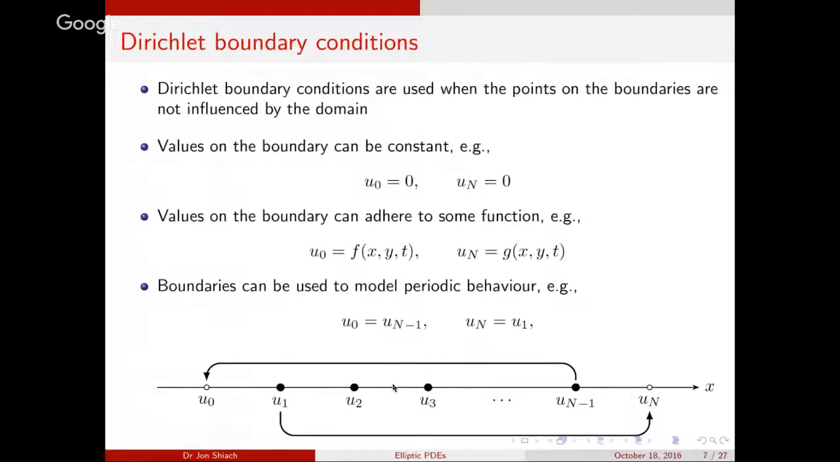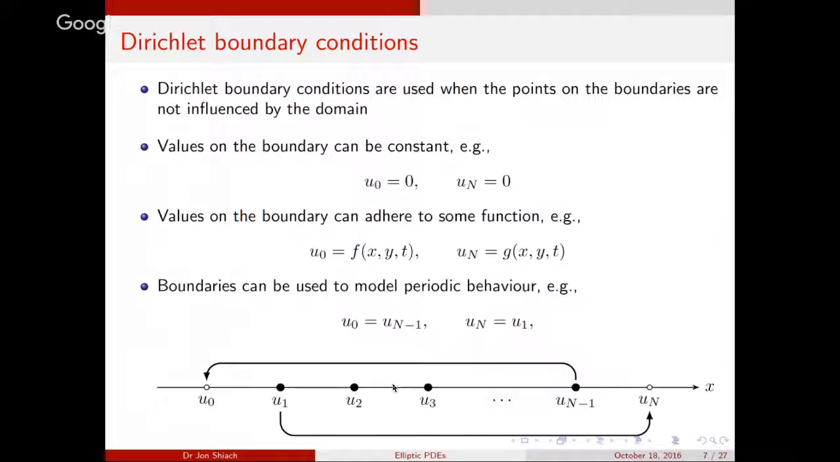Dirichlet boundary conditions are the easiest ones. We basically just set a value for the edge. Let's say you were modeling something heating up, and you know that one edge is always going to be at 0 degrees. Therefore, you use a Dirichlet boundary condition, because you always know the temperature at the edge is going to be 0. Values of the boundary can be constant, so you can set them to be 0, or a number, however you want, or they can adhere to some function.